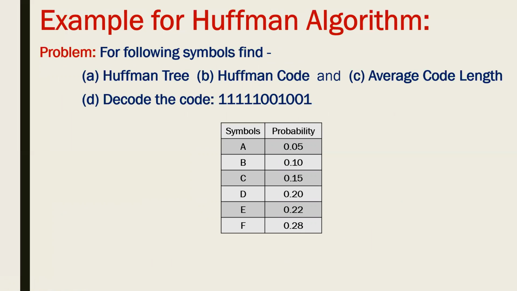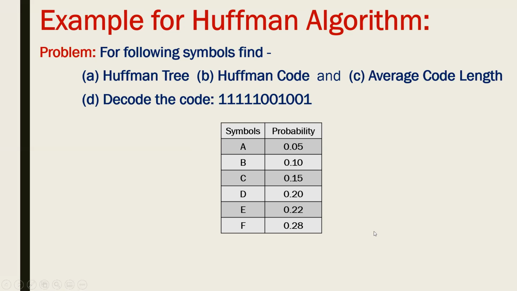Now we come to the Huffman algorithm, which gives us a variable length code. There is a question: for the following symbols, find the Huffman tree, Huffman code, and average code length, and we have to also decode a given code: 5 times 1, then 20, then 1001. The given list contains 6 symbols, and every symbol is given with its probability: 0.05, 0.10, 0.15, 0.20, 0.22, and 0.28.